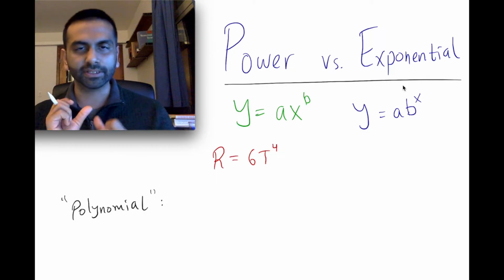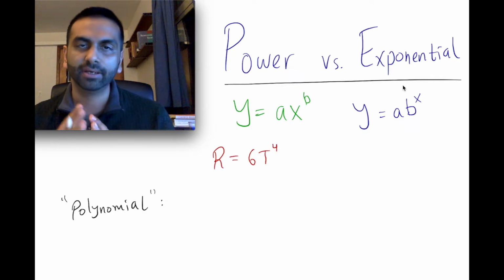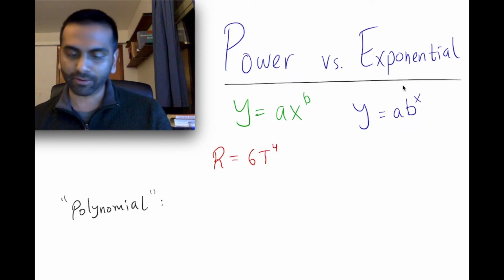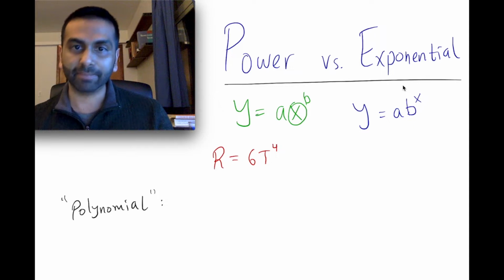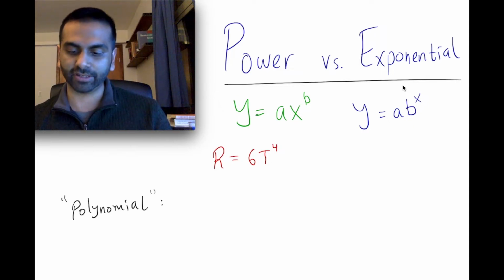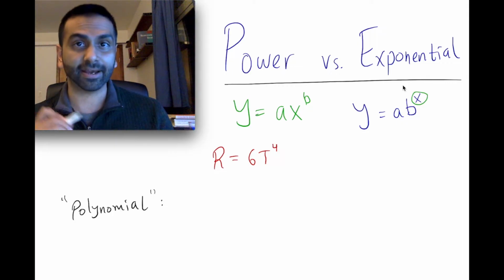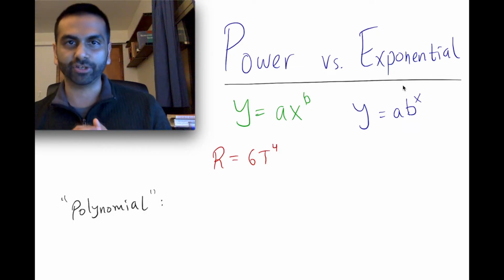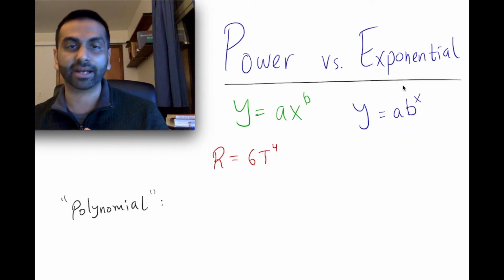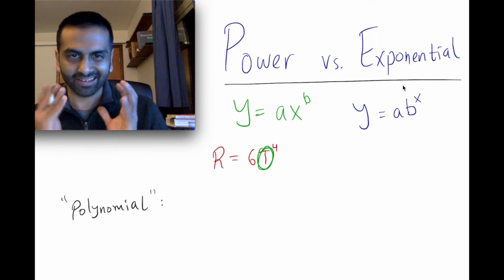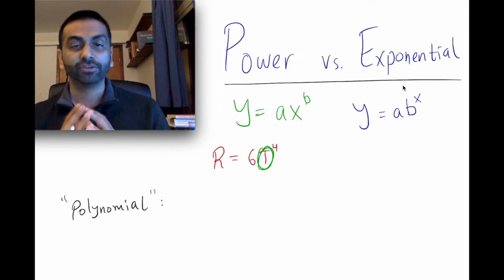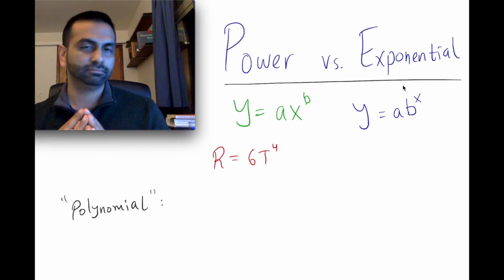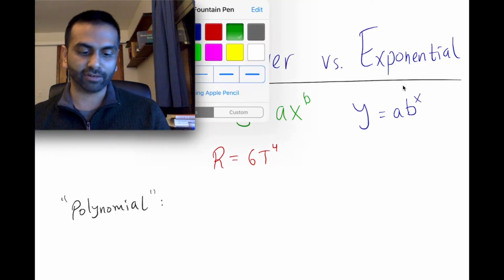And so the difference between a power function and an exponential function is that a power function has the variable x in the base versus an exponential function has the variable x itself in the exponent. So that's the difference. For example, let's look at this function. If t is your x variable, and you have 6t to the fourth as your function, well, that is a power function rather than an exponential function because the variable itself is in the base, not in the exponent.